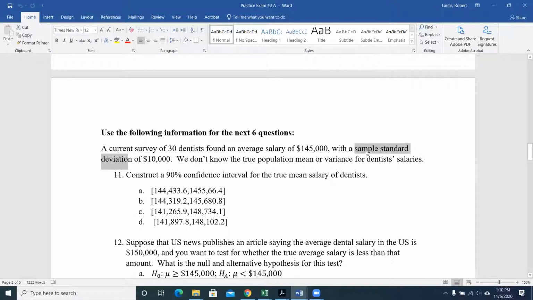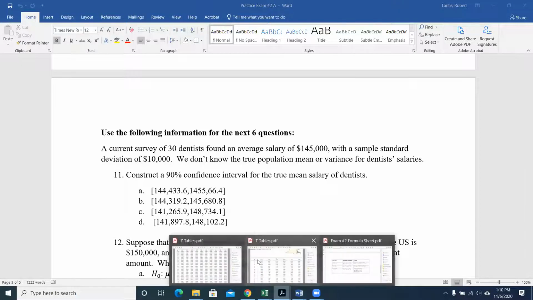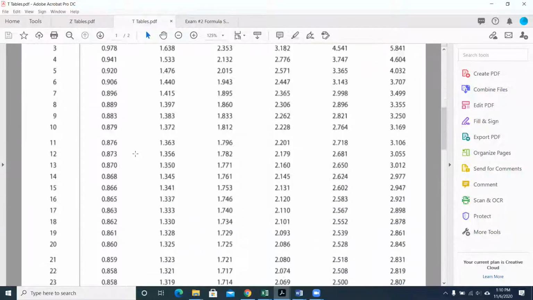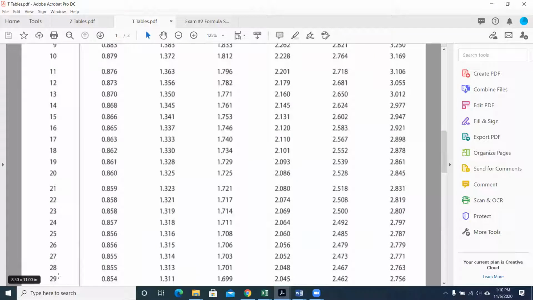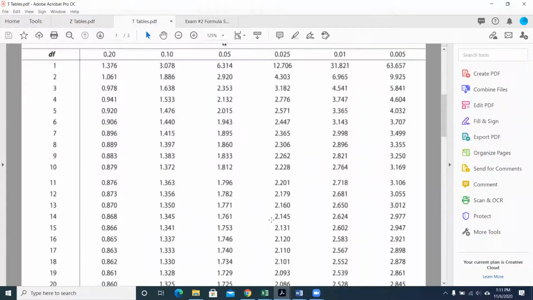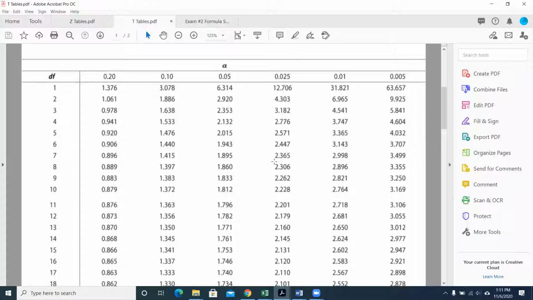See that word sample? We automatically think about which distribution? Student t. Anytime you see sample variance or sample standard deviation, student t distributions. How do we find our degrees of freedom? If this is a one population example, just n minus 1, so 29. So you would go to that student t table, degrees of freedom 29. It's a confidence interval, so your alpha is 0.1, but what area do you want on either side of your interval?